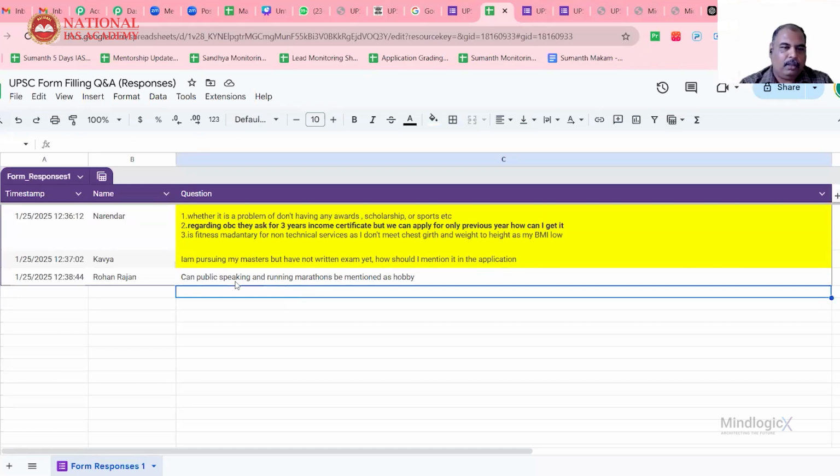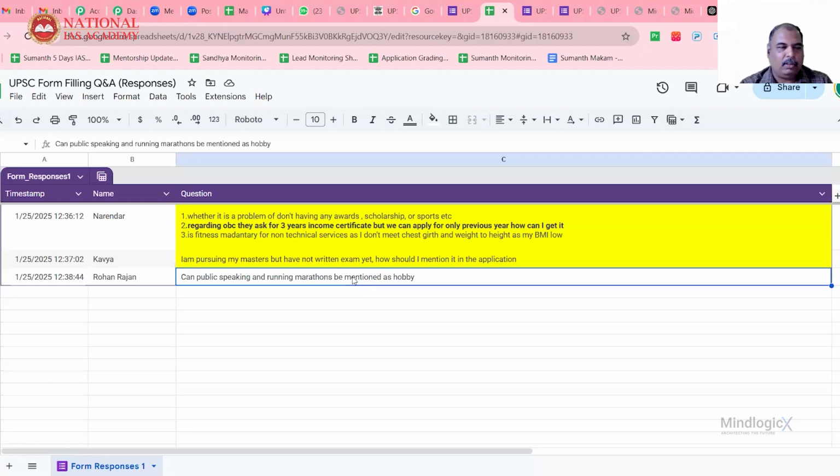Running marathon is fine. And public speaking, be careful because it's an interview. You will be given a topic to speak. So be careful about it. It's so simple as it is. There was an instance where one of the students was just taken to the garden because they mentioned it as gardening, to speak about it. It happened during my time.